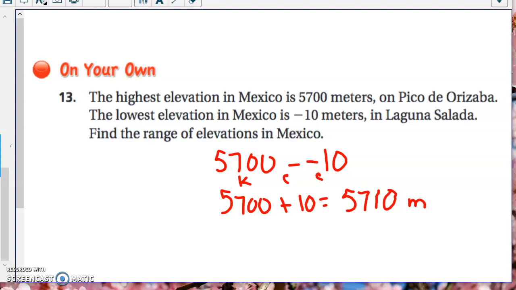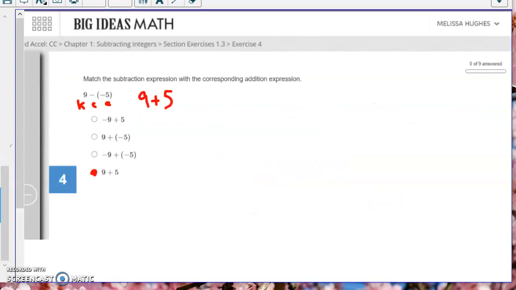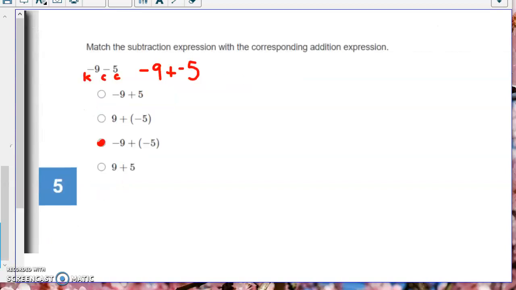All right, next up, I'll get you started on your homework assignment. So, of course, it's in bigideasmath.com, and you log in, and then you'll find the 1.3 homework assignment on subtracting integers. So the first question says, match the subtraction expression with the corresponding addition expression. So again, keep, change, change. So I keep 9 the same. I change that minus sign there to a plus. And then the opposite of negative 5 would be 5. So the resulting addition expression would be 9 plus 5, which means you would select that one as your answer.